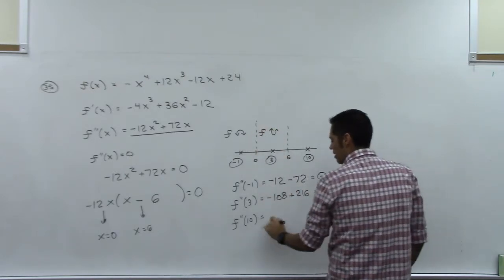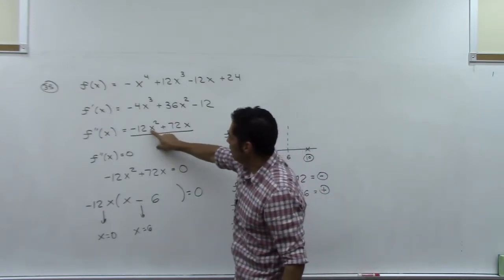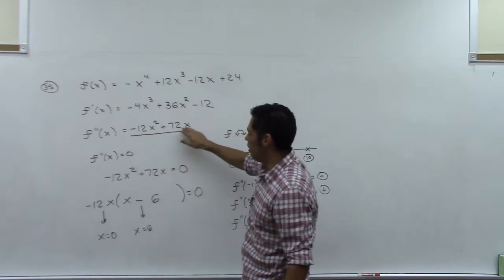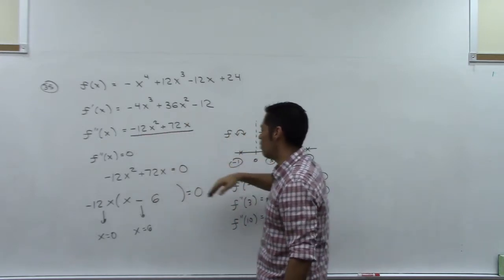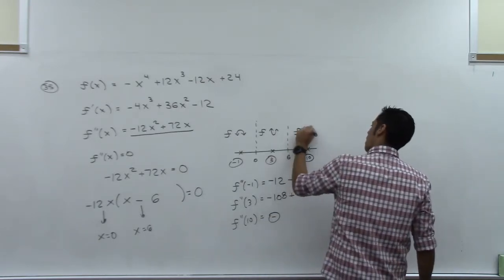And if I plug in 10, let's see, 10 squared is 100. Then times negative 12. That's negative 1200, and then if you plug 10 in here, you're going to get like 720. This should turn out to be a negative number. So we're going to get concave down.